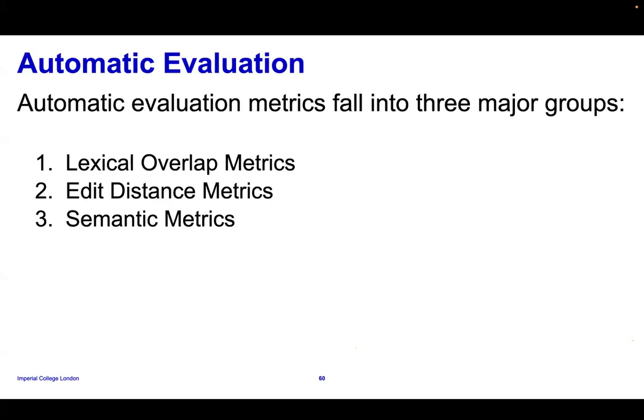But in machine translation, we have what we call lexical overlap metrics. We have what we call edit distance. We have semantic metrics. These are some of the things we use for machine translation. We don't actually use F1 or all the other metrics. These are some of the automatic machine translation evaluation systems we use.